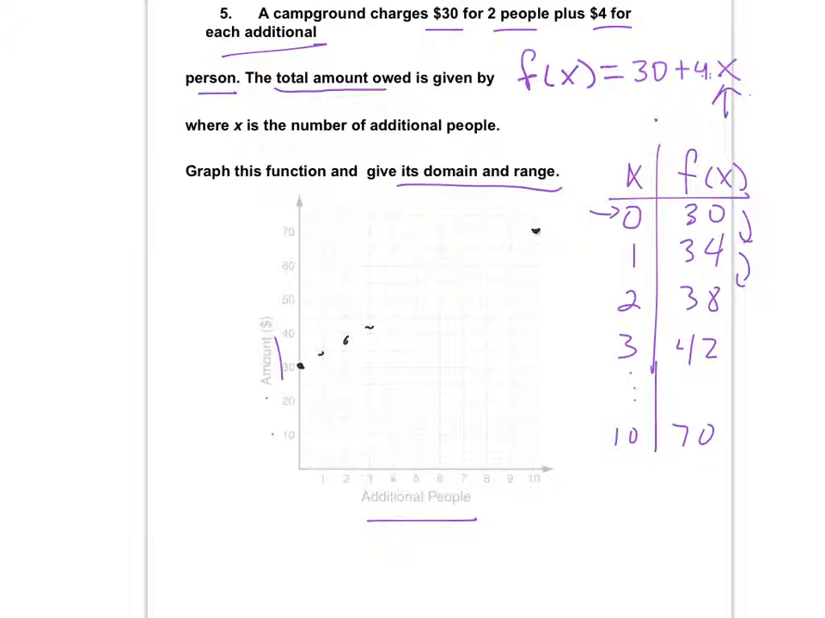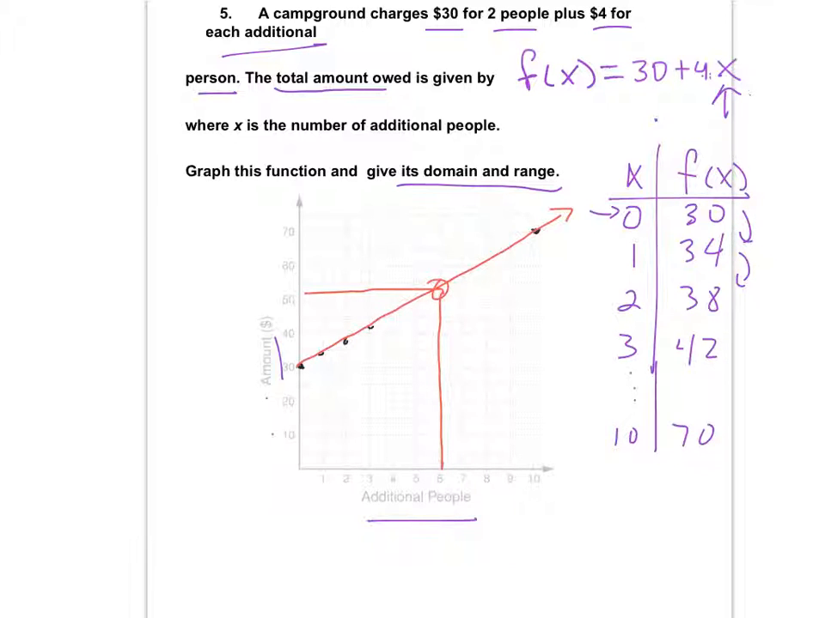Now, if you notice, that's a pretty straight line. So I'm going to take this marker, and I'm going to try to draw the best line I can. And with this line, I can use this as a prediction to predict approximately how much it would cost. So 6 people, you could see, would probably cost around $54, somewhere around there.